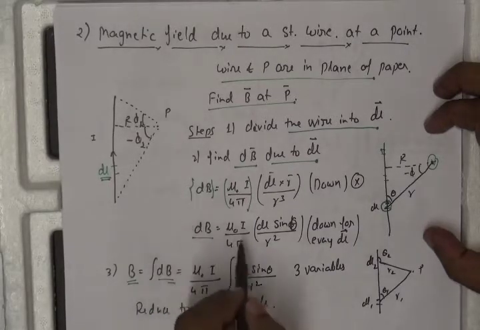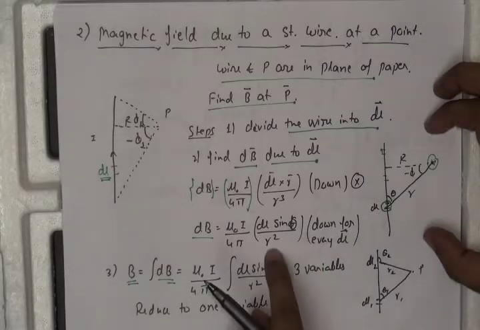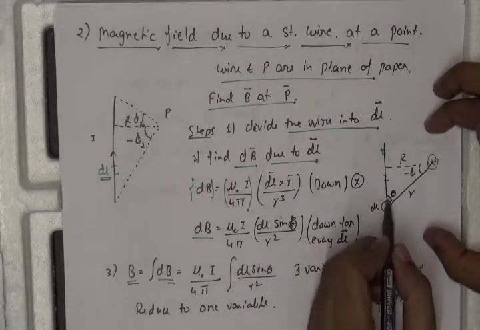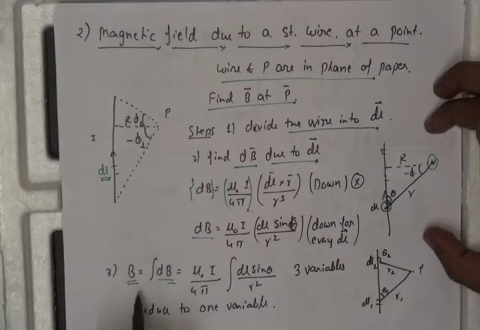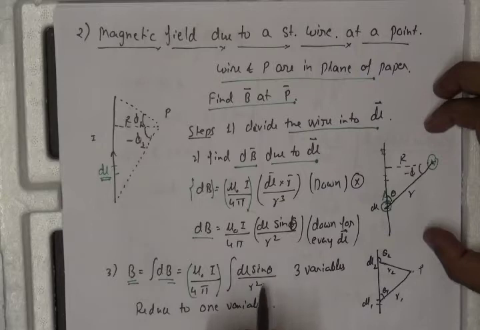This dB will become equal to mu naught I upon 4 pi into dl sine theta upon r square, where theta is the angle which dl makes with r. And this integral will become equal to mu naught I upon 4 pi, which is a constant, and it will come out, into the integral of dl sine theta upon r square. Here in this integration, there are three variables. Three variables means the things which are varying. What are the variables? dl is a variable, theta is a variable, r is a variable.